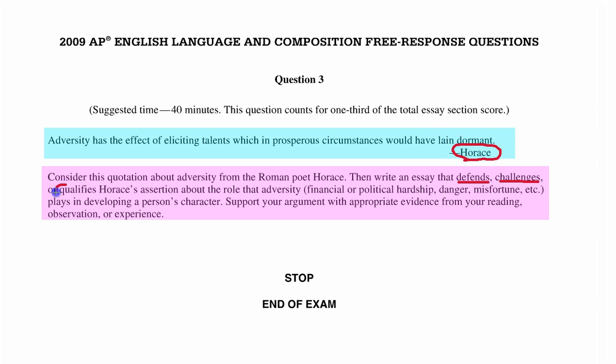Or it says that you can qualify what Horace said about adversity, and this means that you would say, yes, I agree, but with some reservations. I usually don't recommend that you try to qualify it unless you're very, very comfortable with the topic, because this requires quite a bit more skill in your writing. So I would say it's usually better to either defend the statement or challenge the statement.